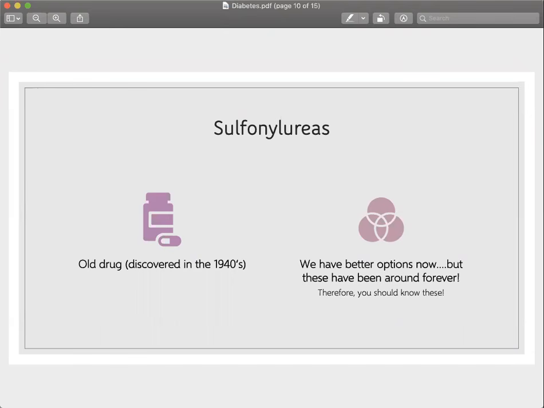But let's talk about it a little further, as the sulfonylureas can still be popular drugs as they are so cheap. Remember, the newer the med, the more expensive it is. Many of our patients with diabetes will be on multiple meds, and that cost adds up really, really quickly.